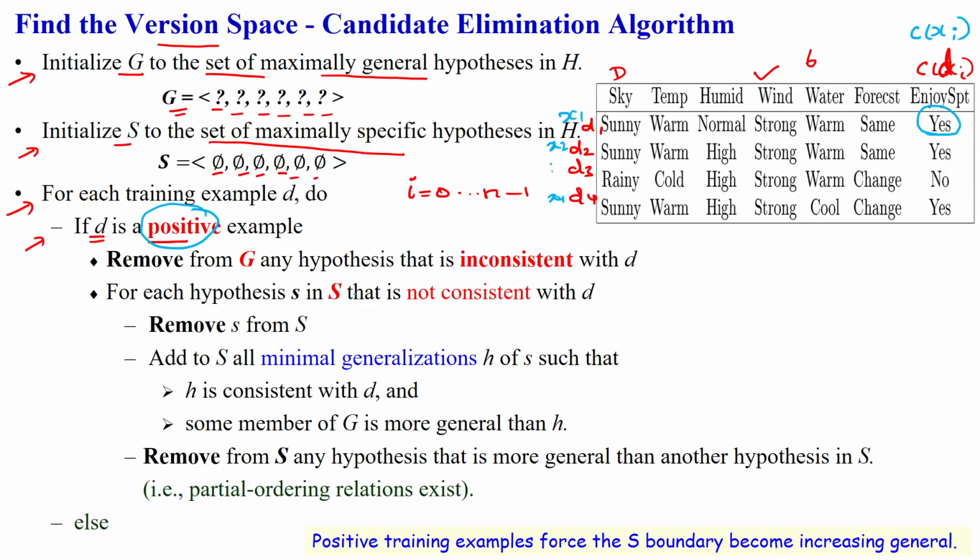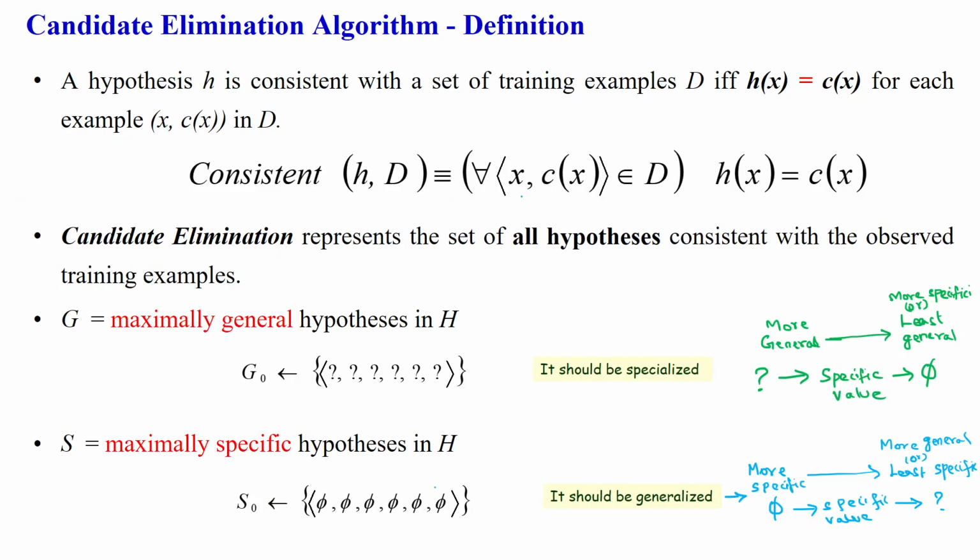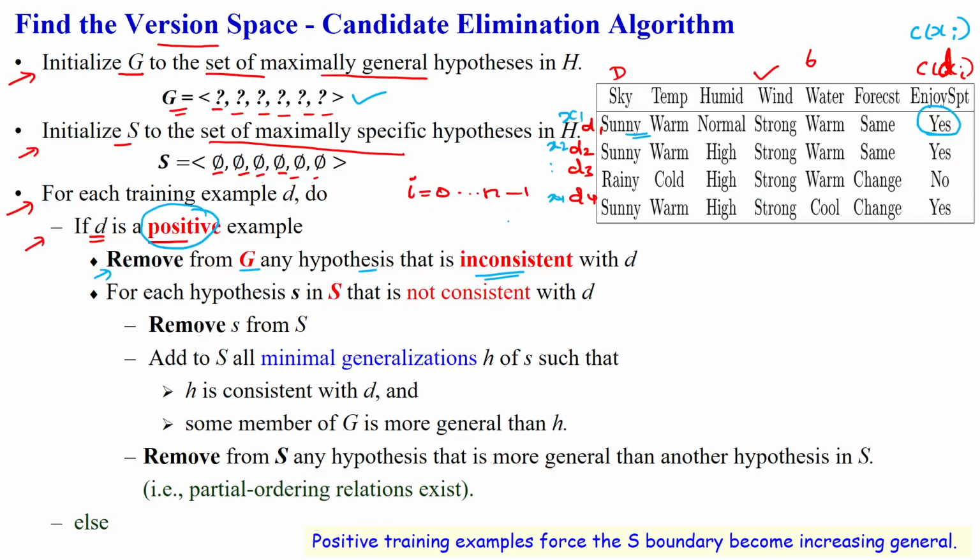If it is yes, that is a positive sample, then we have to start with the general boundary G. The general boundary G hypothesis we have to check with the respective sample. If it is inconsistent, the rule for consistent and inconsistent is given here. The rule is that for all the samples, h of x should be equivalent to c of x. So we have to find the conjunction of constraints. The conjunction of constraints is here for the hypothesis given already.